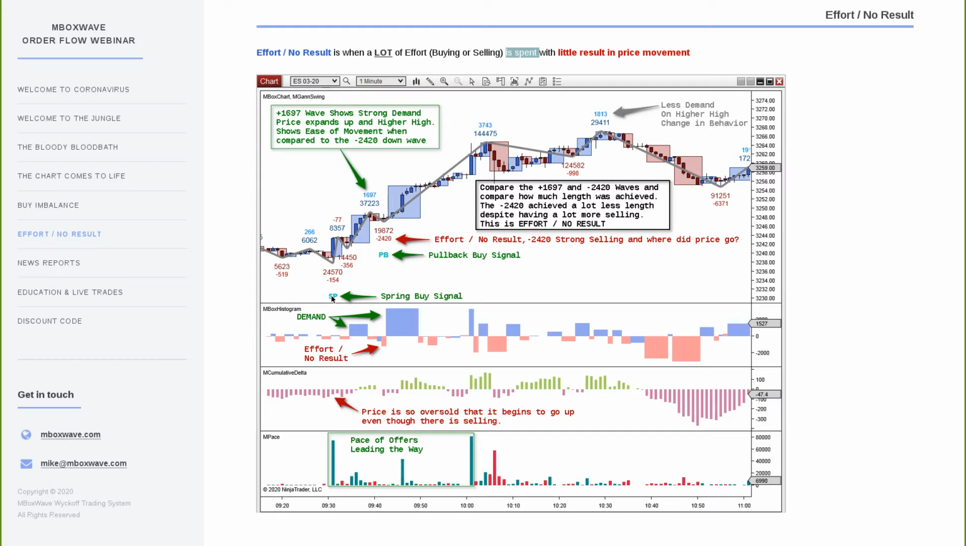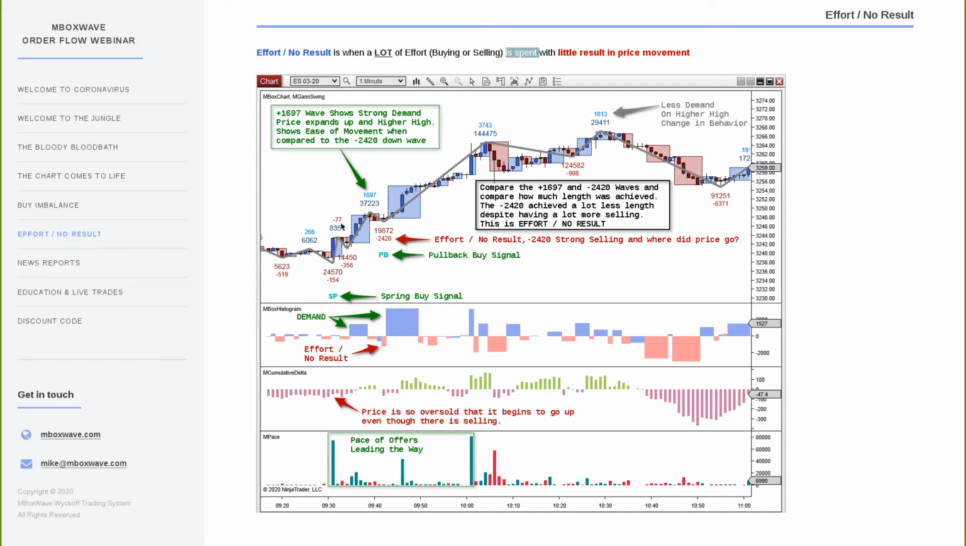This wasn't the strongest signal. Personally, this is not where I would trade it. There are aggressive traders that would trade it, but I would wait until I see more evidence. So what do we see? We see this bullish bar come up. This is at the market open, 9:30. So we see the pace of the offers leading the way right away.